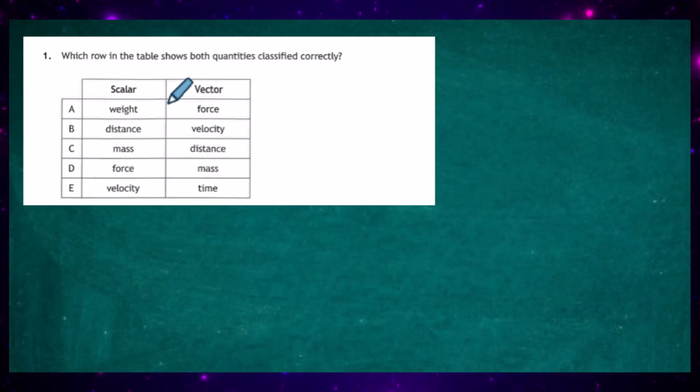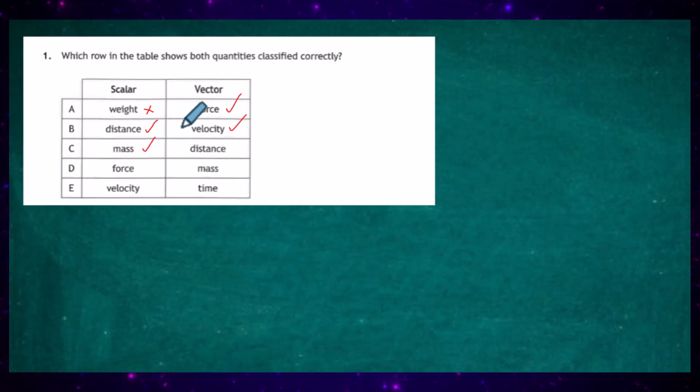Weight is really a vector because it belongs to the force family, so it shouldn't be in the scalar column, so that's wrong. Force is a vector, so that is correct. Distance is a scalar quantity, so that's correct. And velocity is a vector quantity, so that's correct. So it looks like B is the correct response, but let's continue.